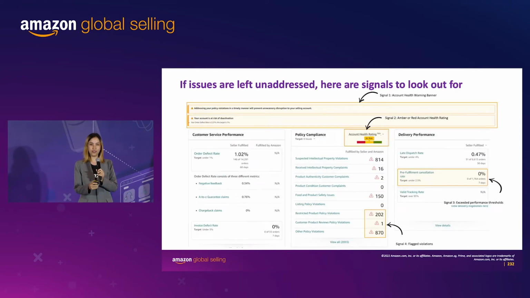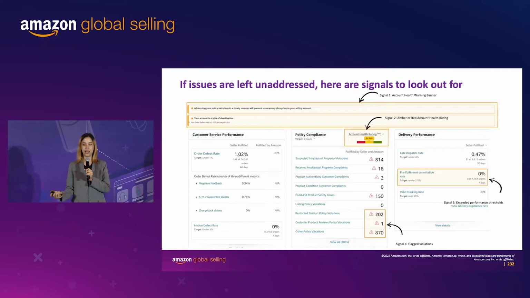So what if you leave it for too long, and the issues are unaddressed? What's going to happen? These are a few signs that you need to look out for. A warning banner, which could correspond to any aspect of your account health. For example, an exceeded performance threshold, and an amber account health rating based on policy compliance that corresponds with policy violations here. When these signals appear, it is important to take immediate action so as to avoid business disruption through an account deactivation.